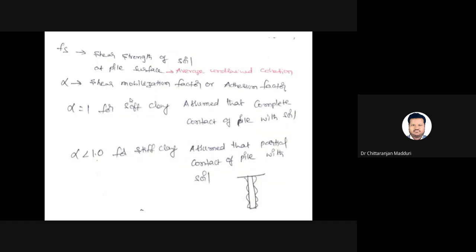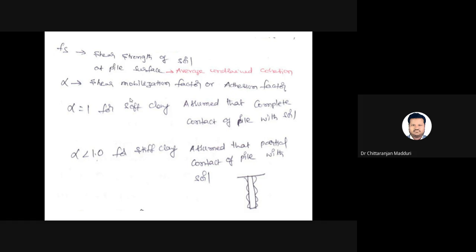fs is the shear strength of the soil at the pile surface, the average undrained cohesion. Alpha is the shear mobilization factor or adhesion factor. Alpha equals 1 for soft soil, as it is assumed that there is complete contact of the pile with the soil. In the case of soft soil, if a pile is driven into the soil, there will be complete contact between the pile and the soil. That's why alpha is taken as 1.